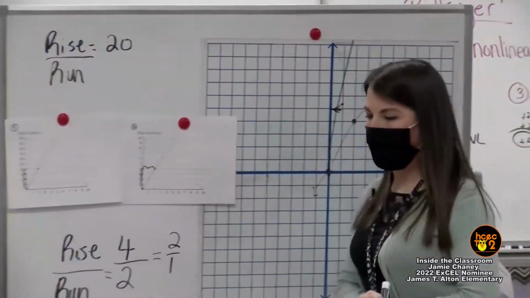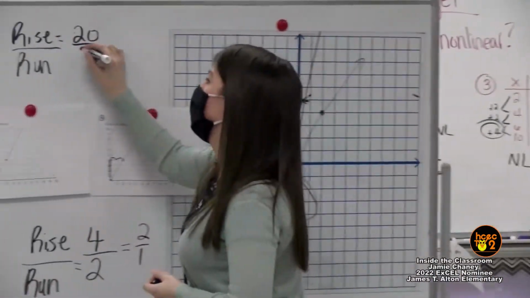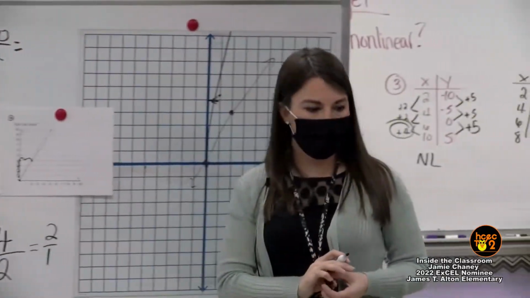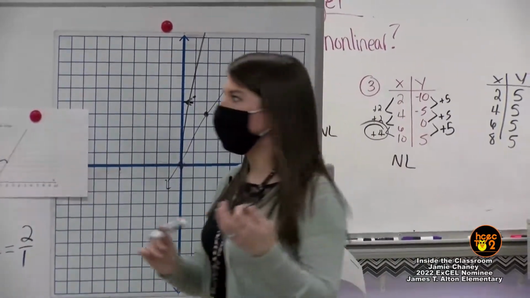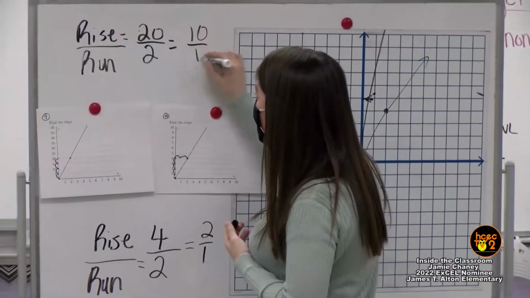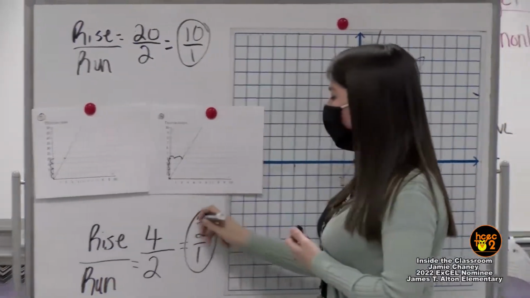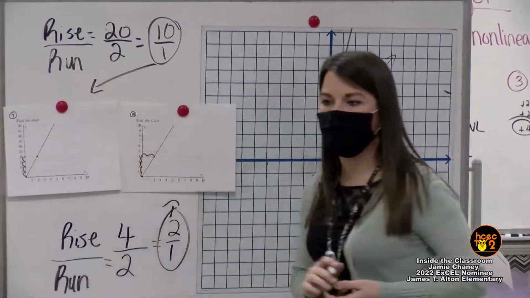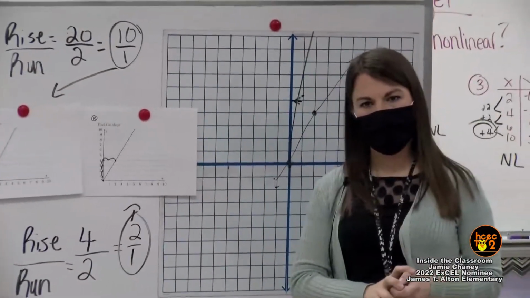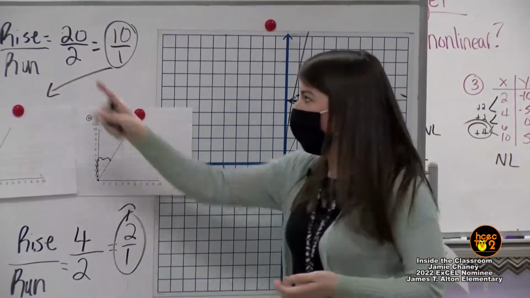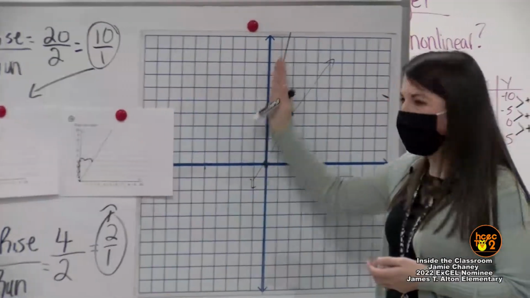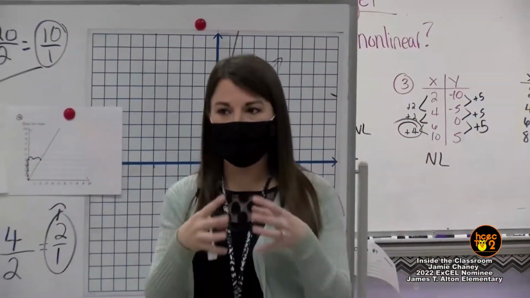What's my run? 2. And can we simplify this one as well? 10. 20 divided by 2 gives me 10. So when you look at these actual numbers here, one's 10, one's 2. Which one has the bigger slope? Which is the bigger number? This one, right? And that's why it's a steeper line, because the steeper your line is, the bigger that actual slope is.